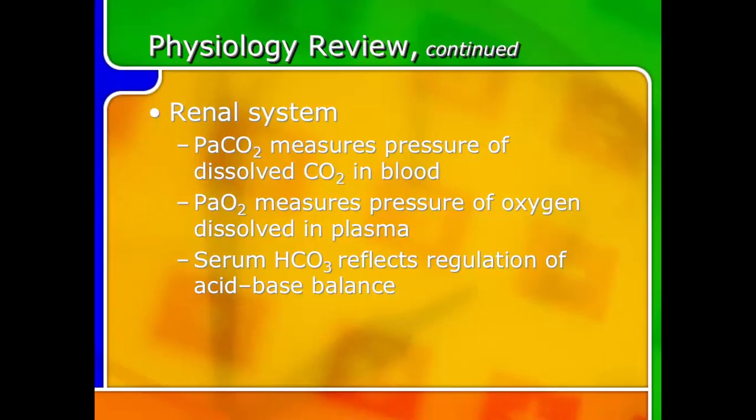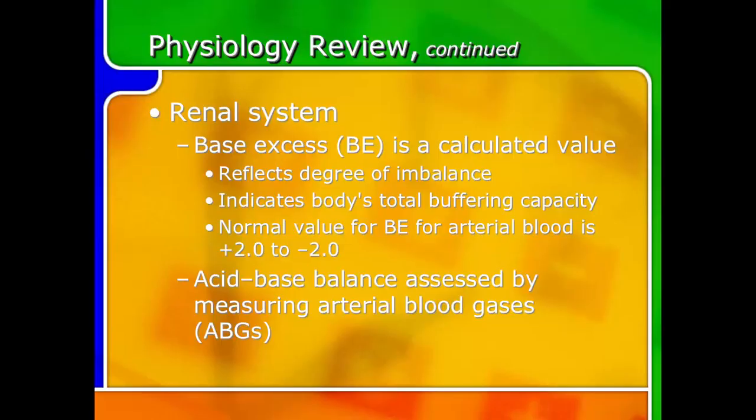Your serum bicarbonate reflects regulation of acid-base balance. Normal level is 24 to 28. Sometimes you'll see a little bit of variation in that level as well. All right, continuing with the renal system, you have your base excess, also called BE, which is a calculated value. It is also known as buffer base capacity.